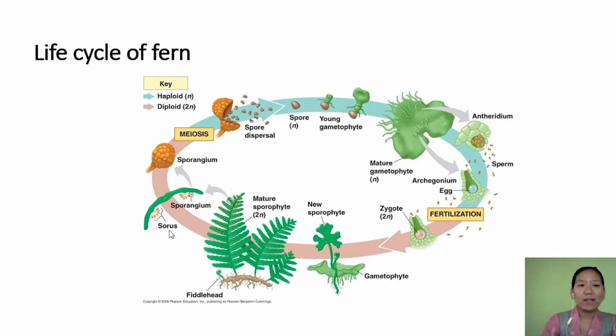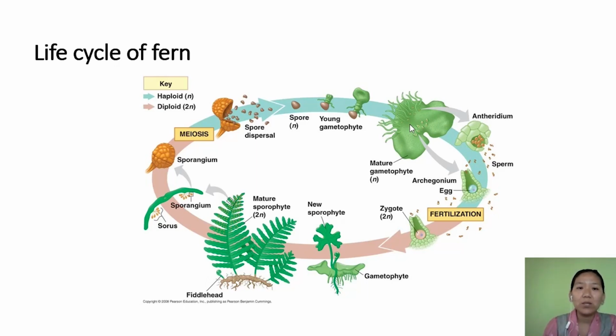Now we'll look at the life cycle of the fern and try to understand its body parts and also the mode of reproduction. Here the plant body is the sporophyte, which is 2n, that is diploid, and on each leaf there are many sporangia, and a group of sporangia together is called a sorus. In these sporangia, spore mother cells undergo meiosis to produce spores, and these spores germinate to give rise to the gametophyte, which is a green independent structure.